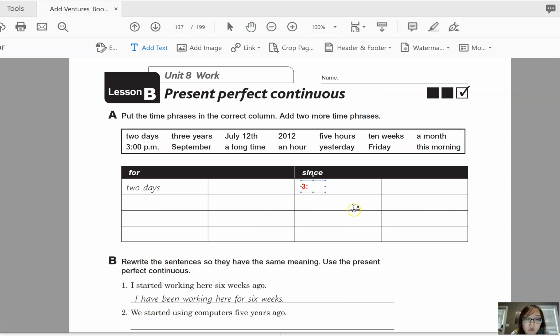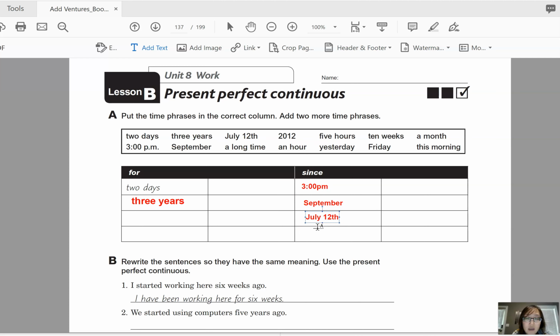All right, so 3 p.m. And then let's look at 3 years. So 3 years is a duration. So we can put that under for. Okay, and then September. September is a specific time, so we can put it under since. Okay, and then July 12th. That's also specific, so we can say since July 12th.